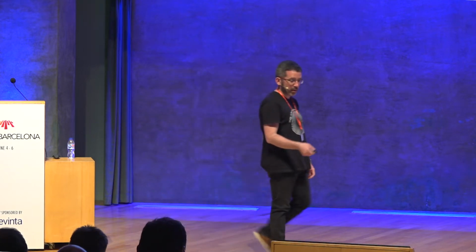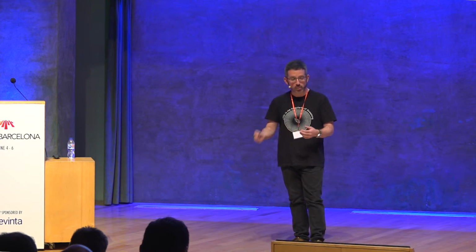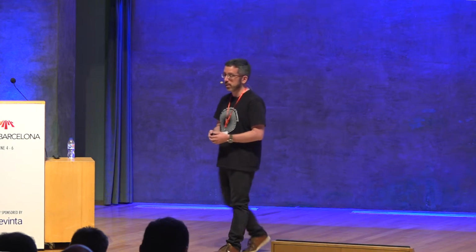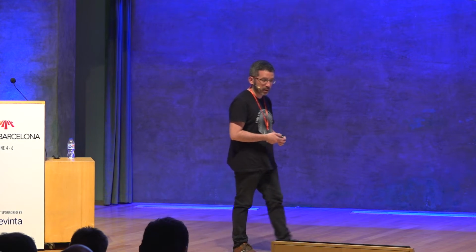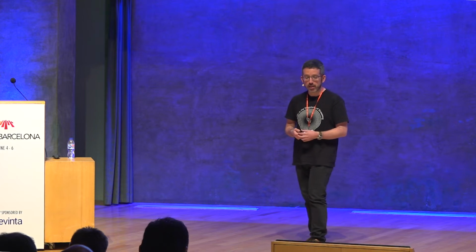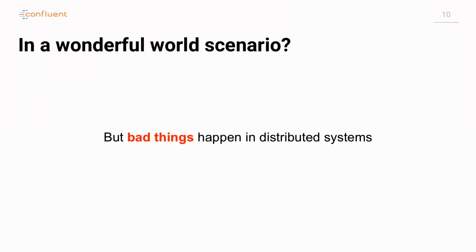So in the wonderful scenario, the producer sends a bunch of messages asynchronously. The partition leader receives the message and updates the open segment, because Kafka always works with open segments. If there is more than one partition, the replication and the high watermark protocol starts. These are the bits responsible for assuring that data is moved to other brokers. If no Kafka exception is returned to the client, the producer continues without interruption. But bad things happen in distributed systems, otherwise it would not be fun to operate them.